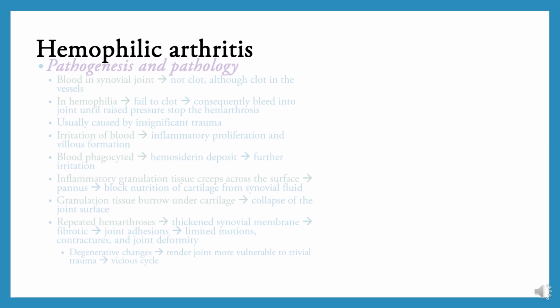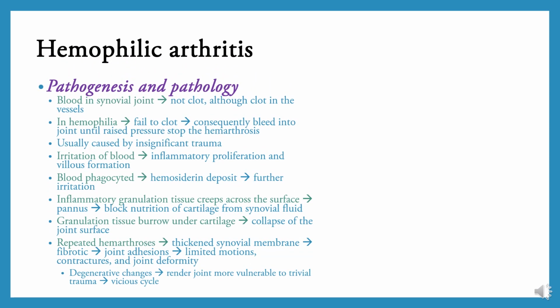The pathogenesis and pathology involve blood in the synovial joint. In hemophilia, there is a failure to clot, and the irritating blood is phagocytosed. Inflammatory granulation tissue creeps across the surface, and granulation tissue burrows under the cartilage, resulting in collapse of the joint surface, and there is also repeated hemorrhage.